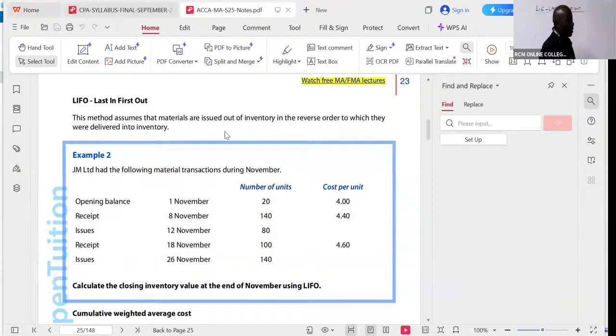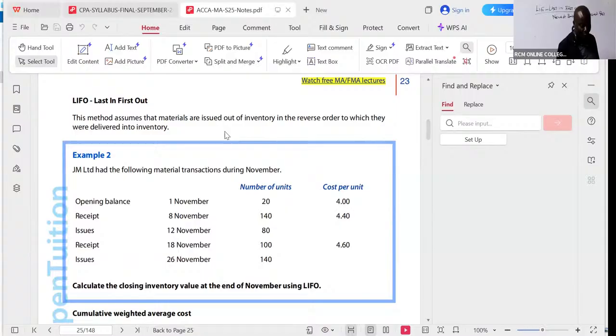The newest batches are issued first. So remember, FIFO is about the oldest batch, isn't it? This is about the very new.